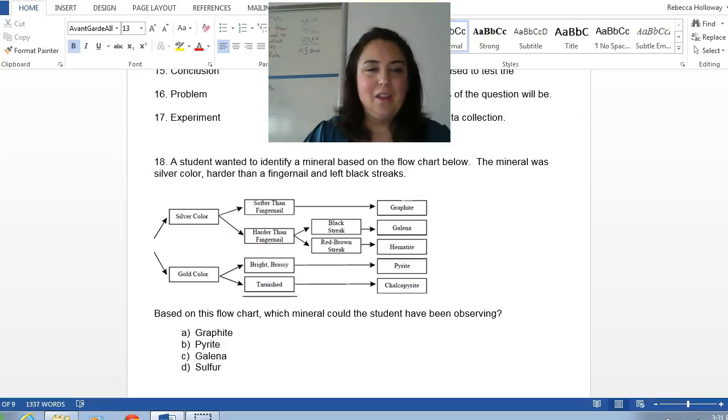Number 18. A student wanted to identify a mineral based on the flow chart below. The mineral was silver color, harder than a fingernail, and left black streaks. Based on the flow chart, which mineral could the student have been observing? A, graphite, B, pyrite, C, galena, or D, sulfur. Which mineral could the student have been observing?